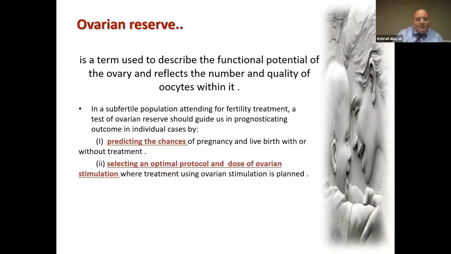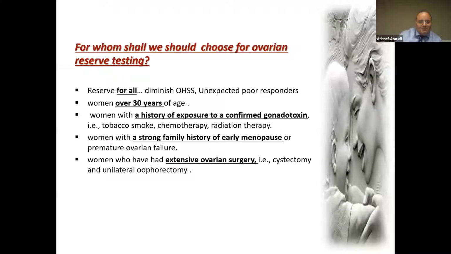Actually, ovarian reserve is a term used to describe the functional potential of the ovary and reflects the number and the quality of oocytes within it. Why are we detecting or predicting ovarian reserve? It is predicting the chances of pregnancy and live birth rate with or without treatment, and selecting an optimal protocol and the dosage of ovarian stimulation.